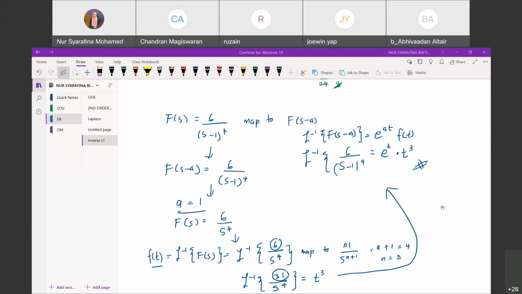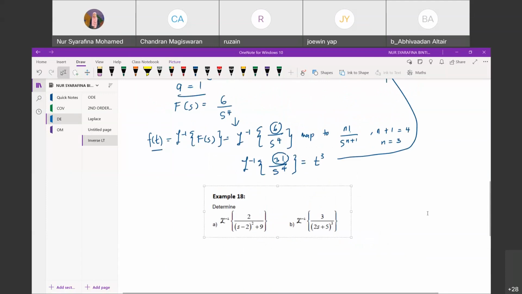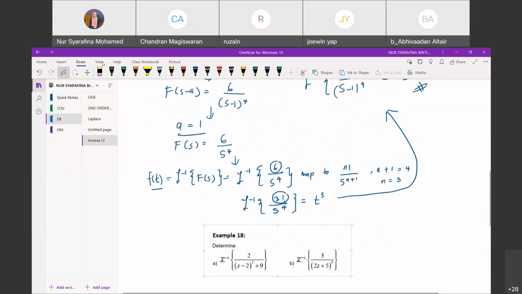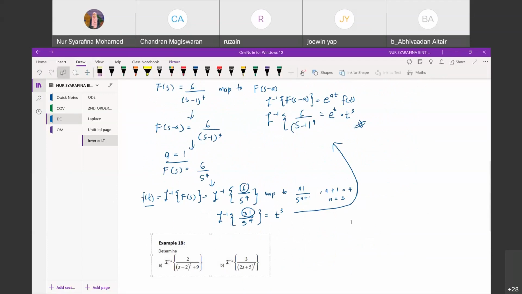Okay, let's try another example. Example 18 there. Okay. Let's do this together. For part A here, which form is the most suitable that you can match with 2 over (s minus 2) squared plus 9?